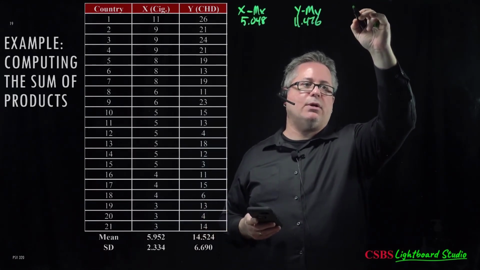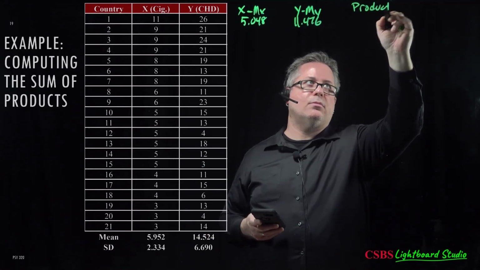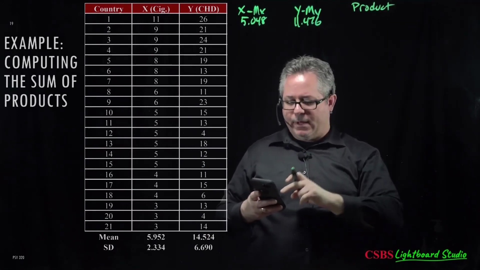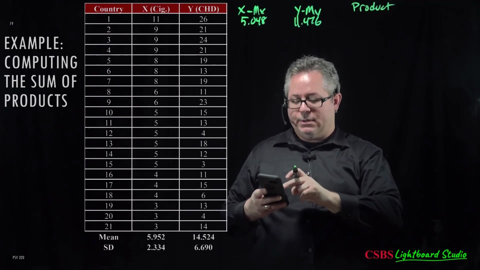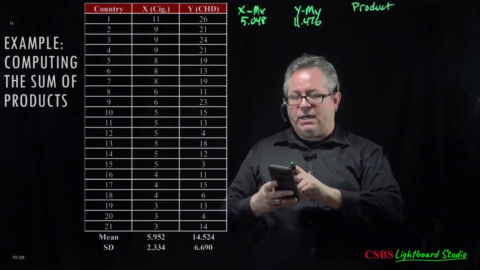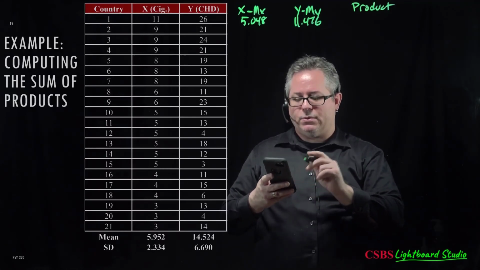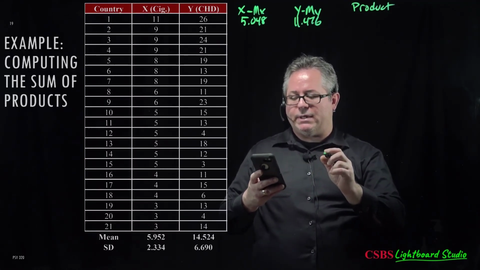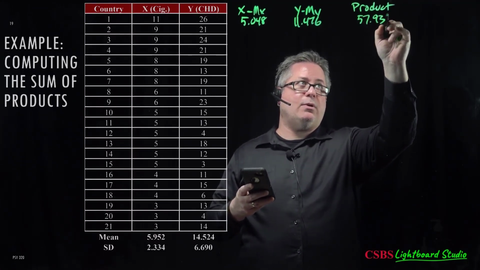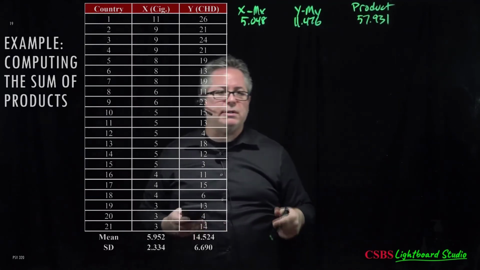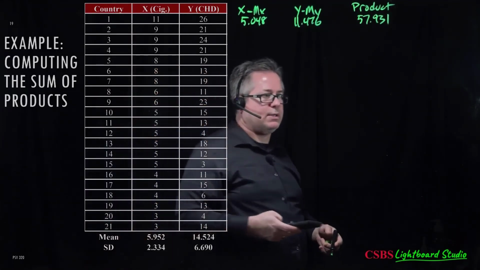So I need the product of those two. I'm going to multiply 5.048 times 11.476, which equals 57.931. So that's country 1's contribution to the sum of products.